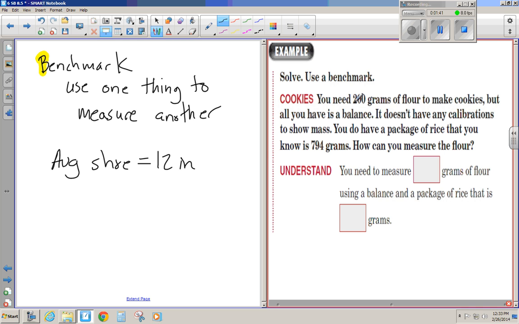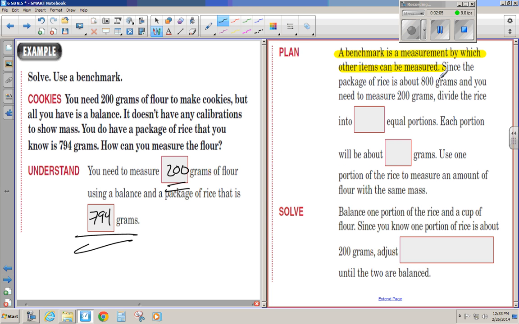So you need 200 grams of flour. You know something that weighs basically 800 grams. So to understand this, we need to measure 200 grams of flour using a balance and a package of rice that is 794 grams. We have to use this to figure out this. Now, since the package of rice is about 800, you need to measure 200 grams.